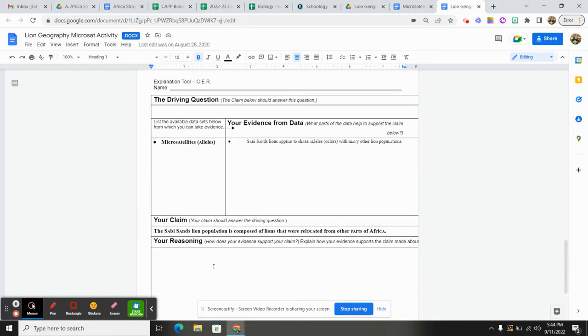On the last page, you are trying to answer the question of whether the Sabi Sands lion population is composed of lions that were relocated from other parts of Africa. That's our claim. You need to reverse engineer a question. So, what question is this the answer to? That is what we are going to try to figure out.